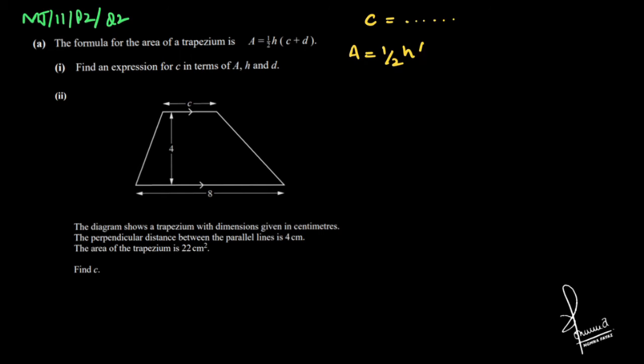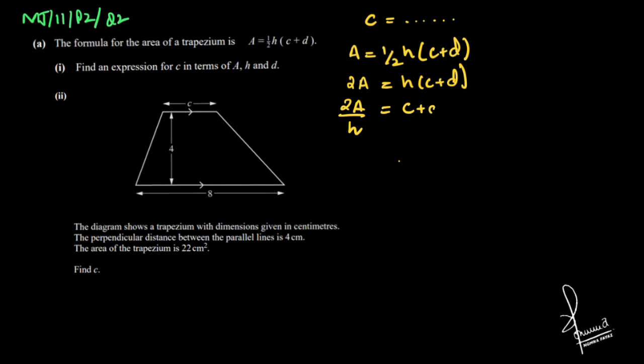So half into h into c plus d. If I take 2 to the other side, I can multiply it with area. So 2a is equal to h into c plus d. Now over here, I can either open the bracket and take h to the other side. If I open the bracket and multiply h with c and h with d, I will again have to take h back to divide. I just want my c to be alone, but if I multiply h with c it will no longer be alone. So instead of opening the bracket, I'm going to take h to the other side and divide it by my area.